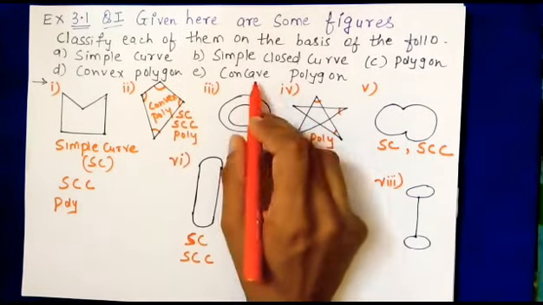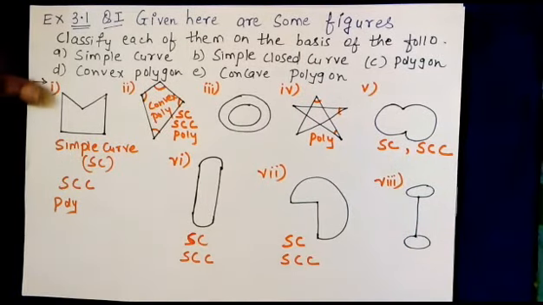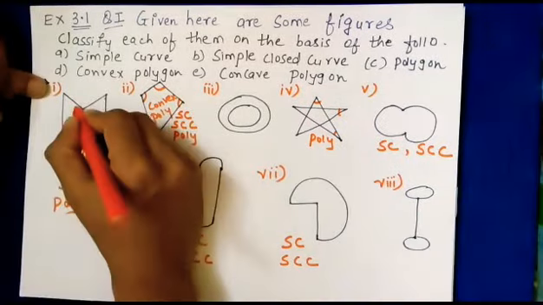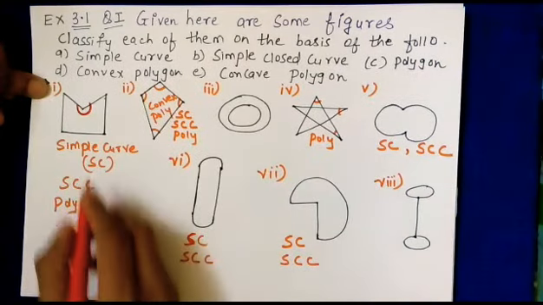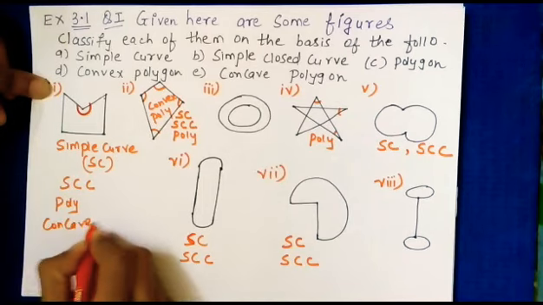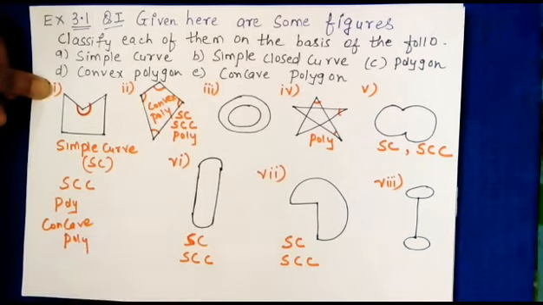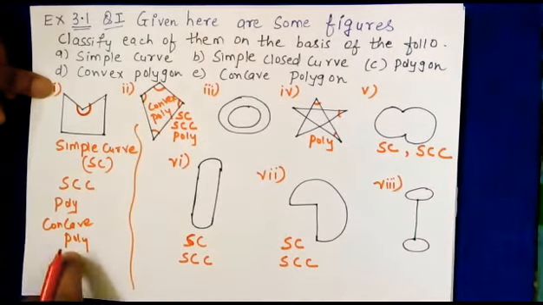Now moving ahead, concave polygon. Out of these figures, which one is a concave polygon? In the first one, this one angle is more than 180 degrees. So the first one is a concave polygon. This is all about the first one.